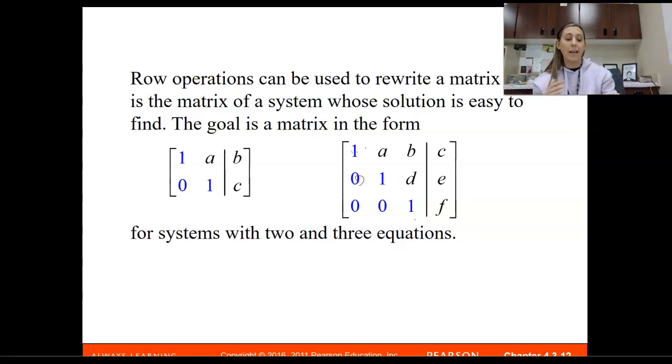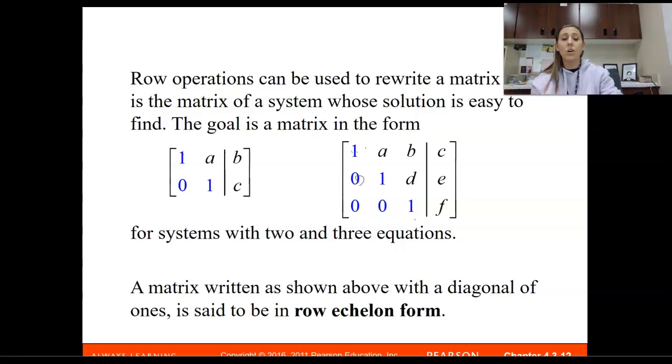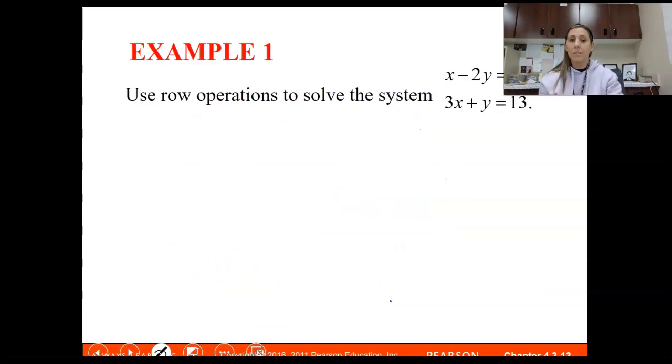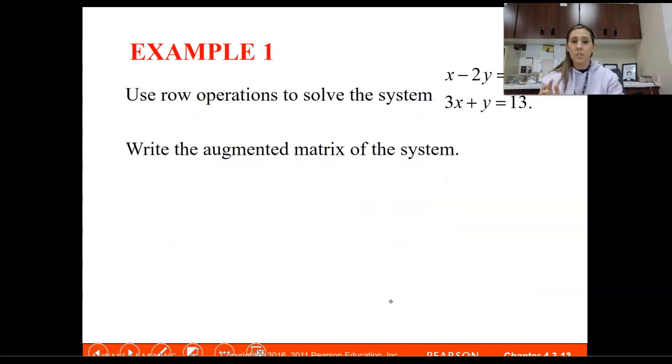So we will be doing that with matrices. Okay, so that is called row echelon form, and there is some practice in your homework online. All right, so we are going to start.